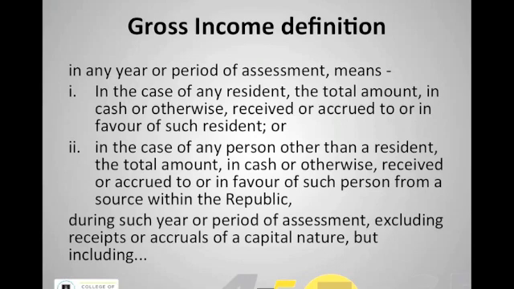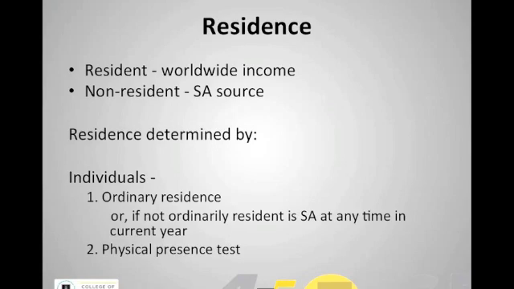So the first thing that we can see is there are two different definitions, one that applies to residents and one that applies to persons other than a resident. So in this podcast we're going to deal with what is a resident. From that definition we can see that a resident must include their worldwide income in their South African gross income. A non-resident, however, only includes income from a South African source.